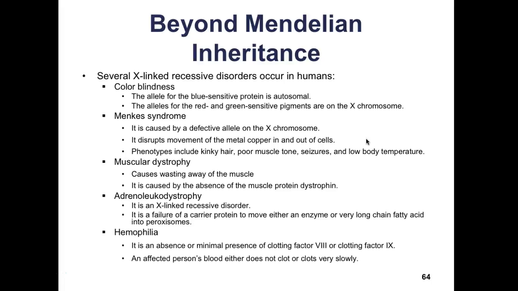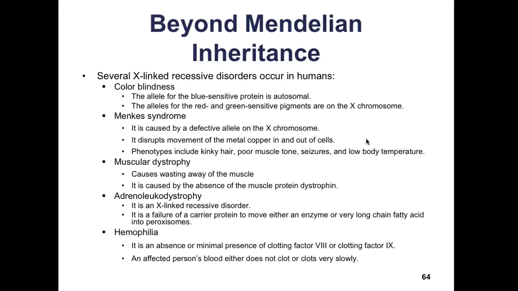Several X-linked recessive disorders do occur in humans. Color blindness: the allele for the blue sensitive protein is autosomal, while the alleles for the red and green sensitive pigments are on the X chromosome. Menkes disorder is caused by a defective allele on the X chromosome. Basically, it disrupts the movement of metal copper in and out of cells. Phenotypes include kinky hair, poor muscle tone, seizures, and low body temperature.